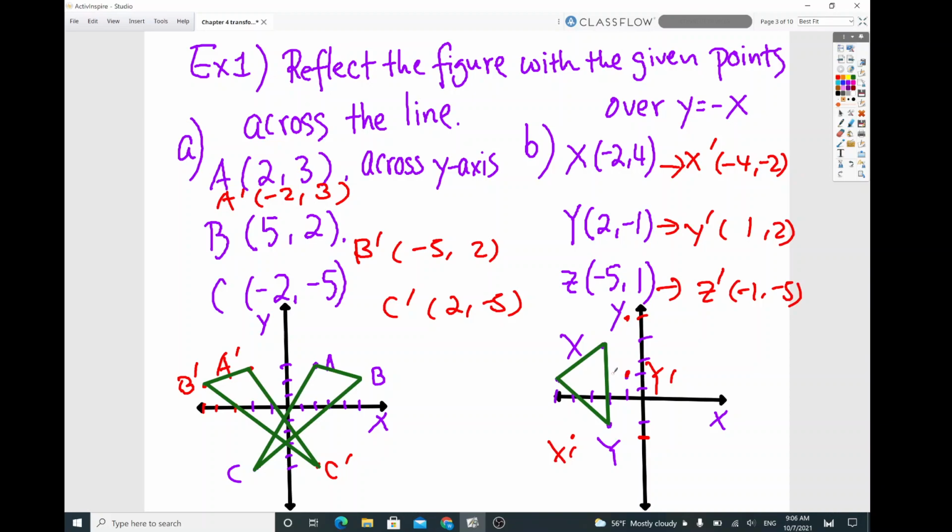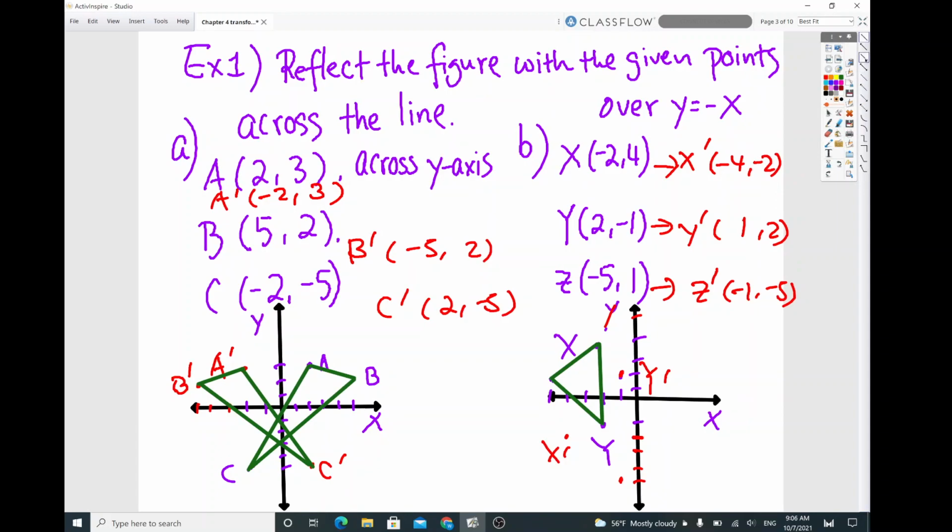Oh, the other one, excuse me, for z prime, it's negative 1, negative 5. So negative 1, negative 5 down here. Negative 1, negative 2, negative 3, negative 4, negative 5. Again, connect those dots. Okay, so that's what we found. Now let's see what else we have for the rest of this.